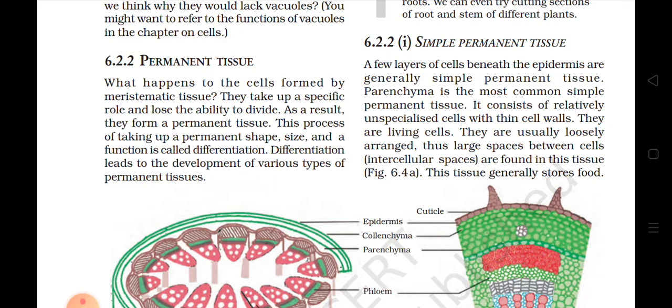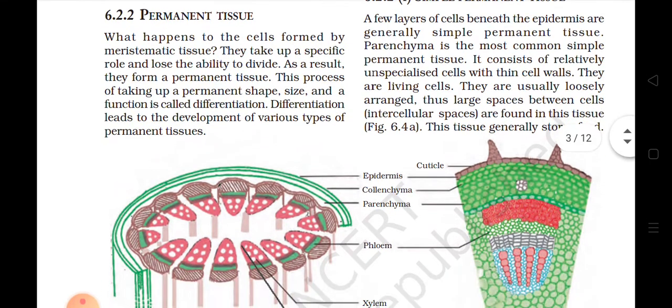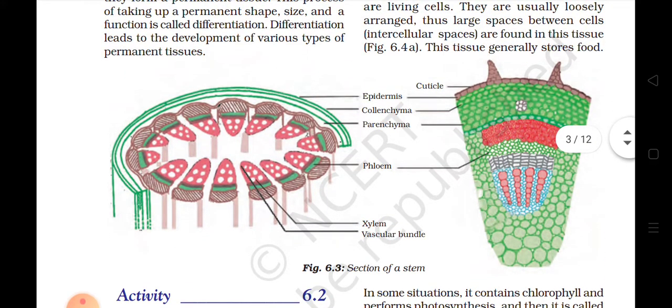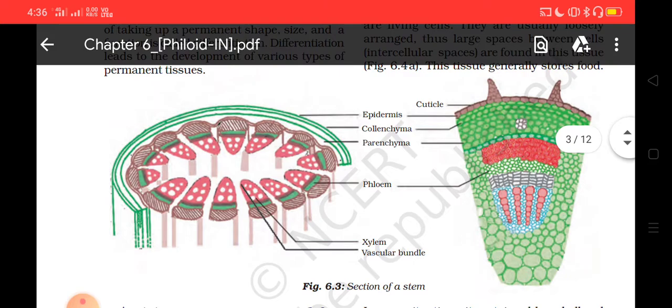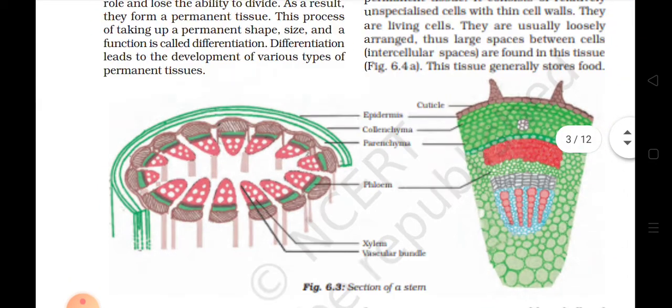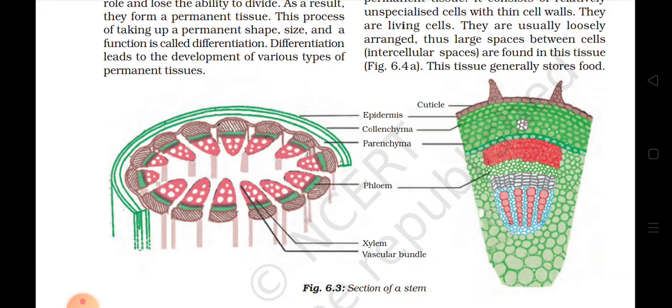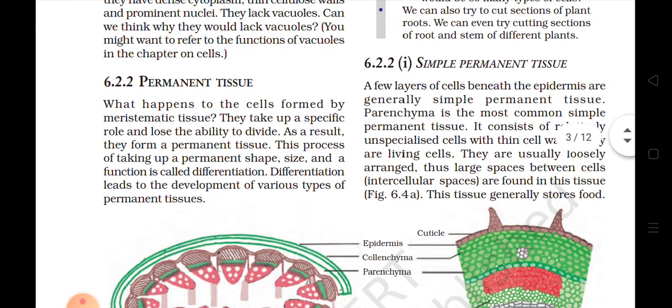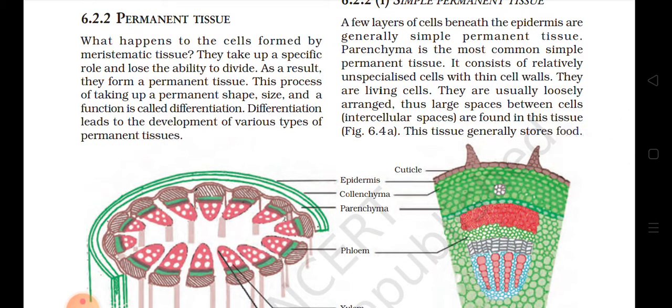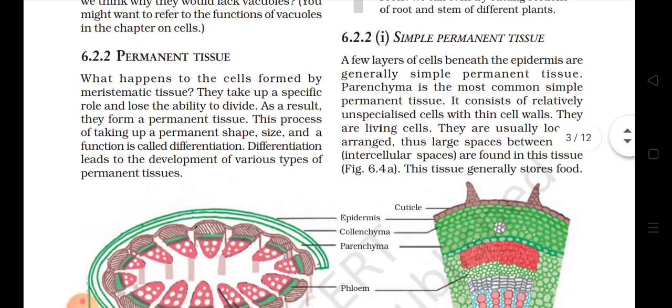Okay, now permanent tissues are mainly of two types. Here you can see this is a diagram. It is a section of stem which is telling us about some of the permanent tissue. Okay, now this is vascular bundle. Vascular bundle contains xylem as well as phloem. Epidermis is there, outermost covering, collenchyma and parenchyma. So we can say that simple permanent tissues are of three types. It is parenchyma, collenchyma and sclerenchyma.